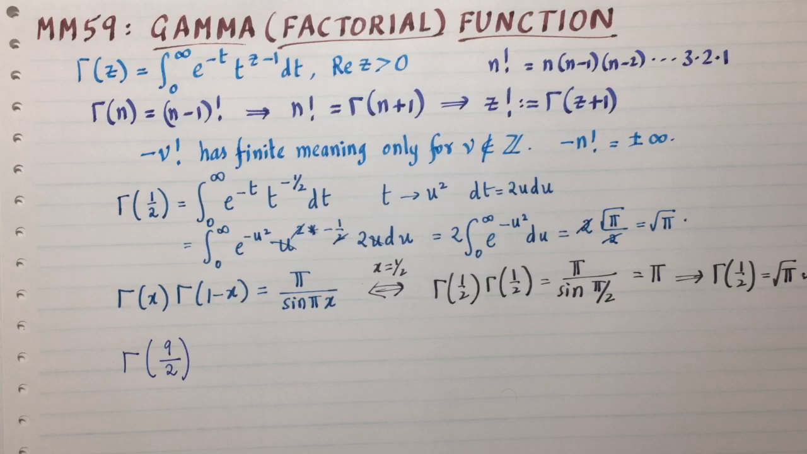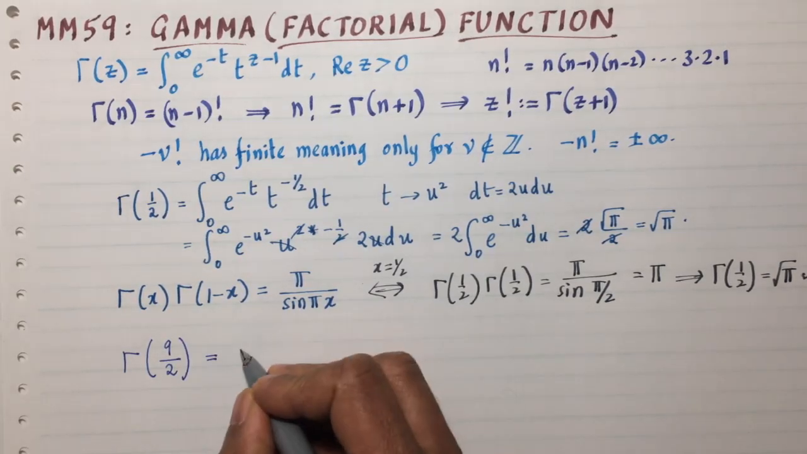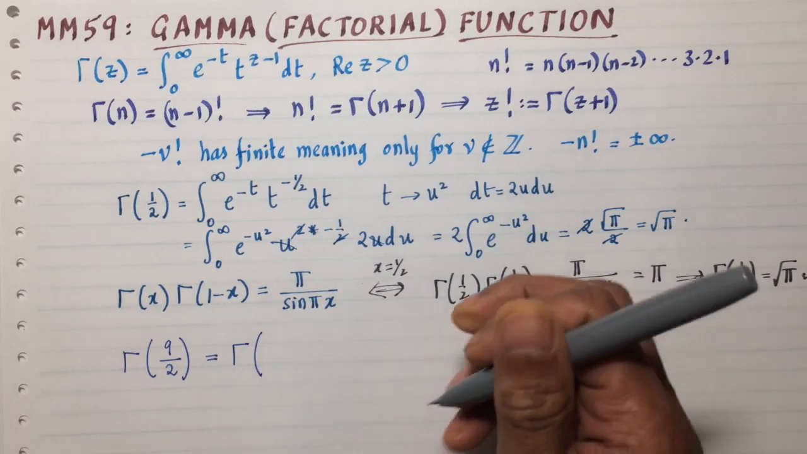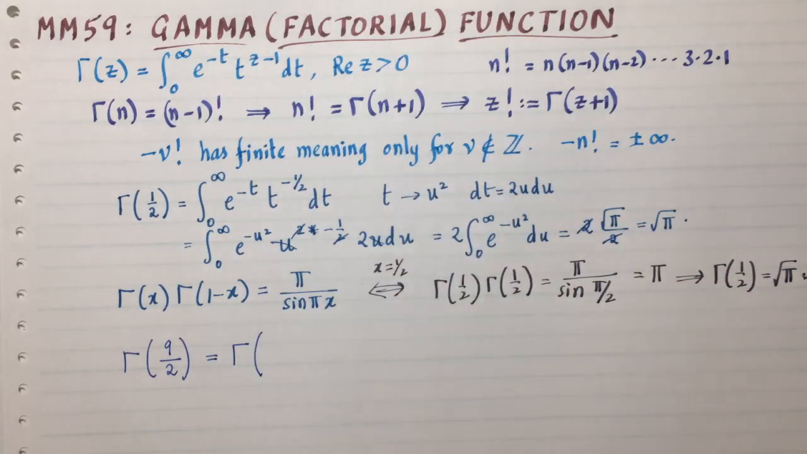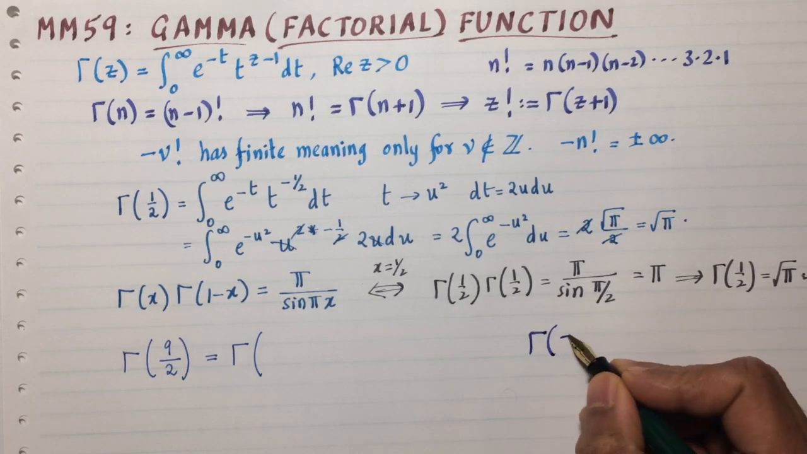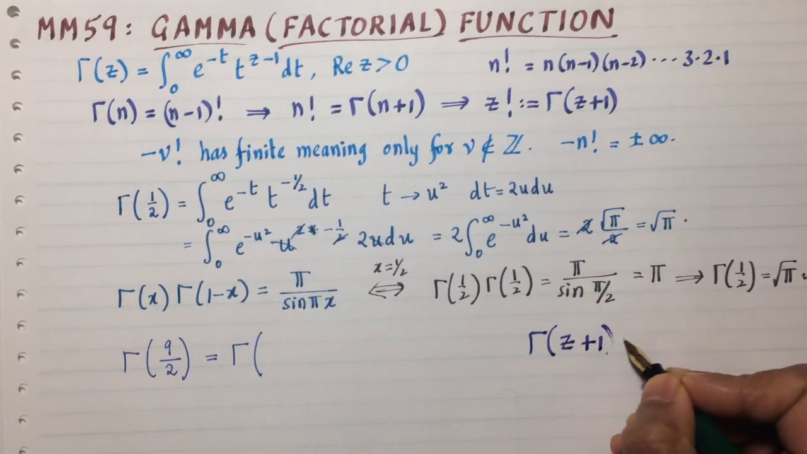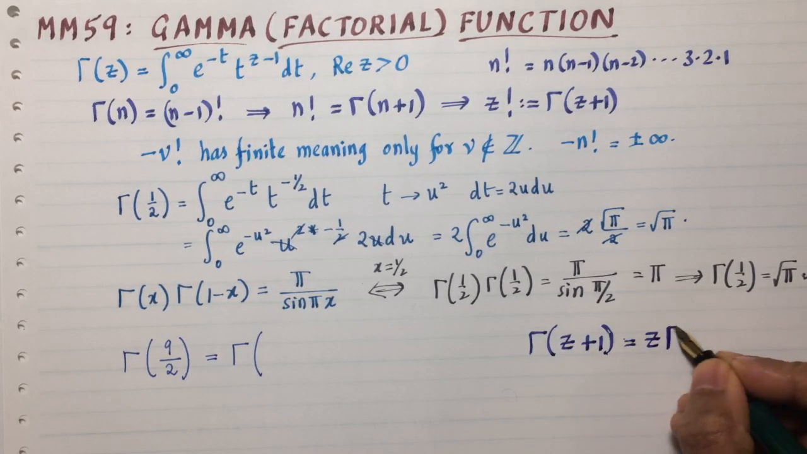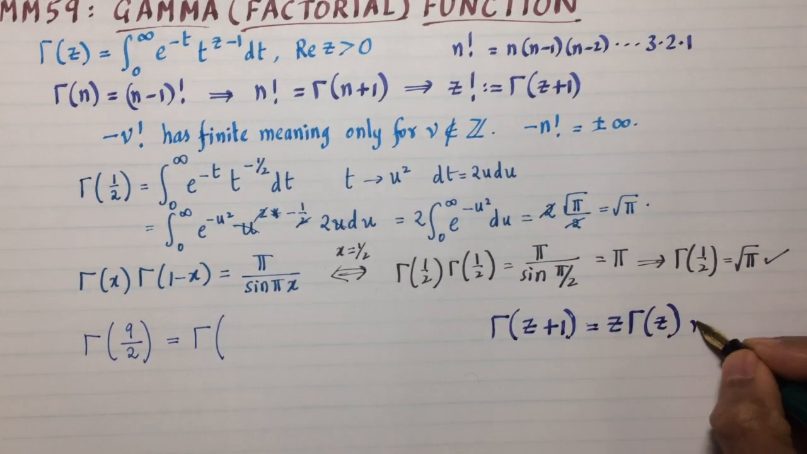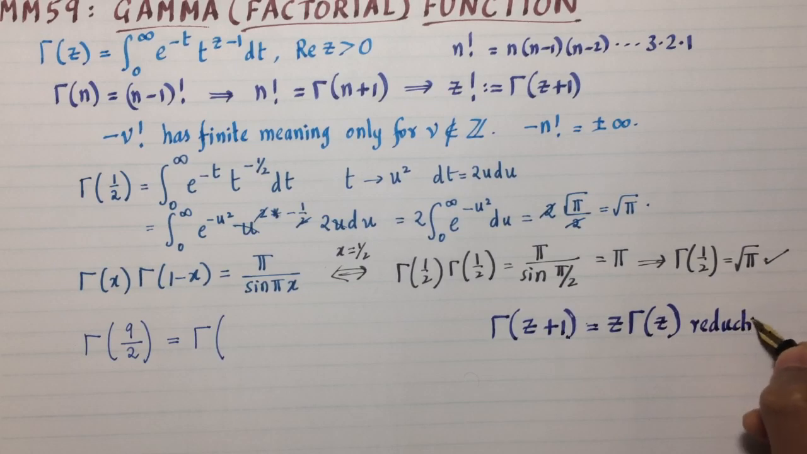Well, first of all, gamma of 9/2 is not a standard value, so you have to do something to it to make it simpler. So the one thing I can do is use the result, which I have not written so far, and that is gamma of z plus 1 is equal to z gamma of z. This is sometimes called the reduction formula because it reduces the strength of the argument.